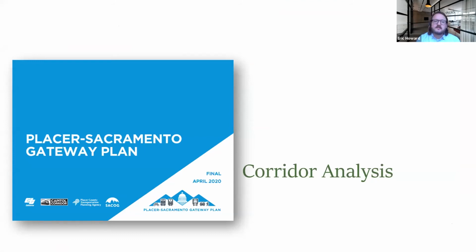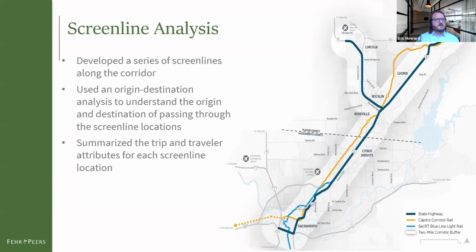The next project that I wanted to talk about was a corridor analysis that we did as part of the Placer Sacramento Gateway Plan. This project looked at the travel corridor, the I-80 State Route 65 corridor that links southwestern Placer County to downtown Sacramento. And as part of this project, we ended up doing a Screenline analysis.